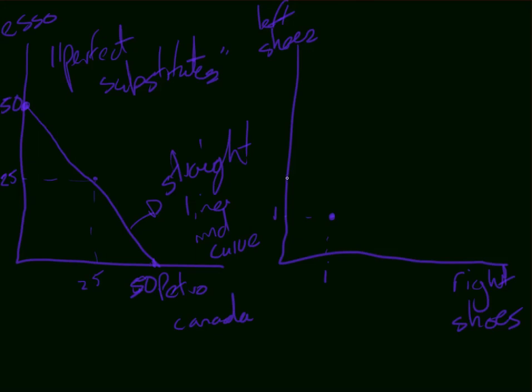Would getting two left shoes and no right shoes, like over here, lead to the same satisfaction level? Probably not, because what are you going to do with two left shoes and a bare right foot? Not much, okay? So in this situation, we could think that if I have at least one right shoe and at least one left shoe, I'm going to get the same satisfaction level, regardless of whether I have two left shoes, three left shoes, or four left shoes.